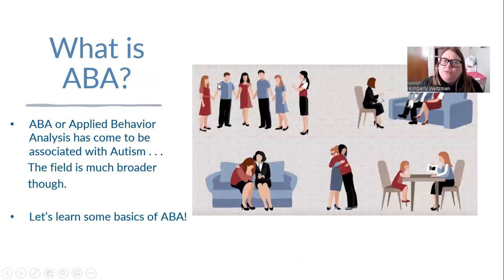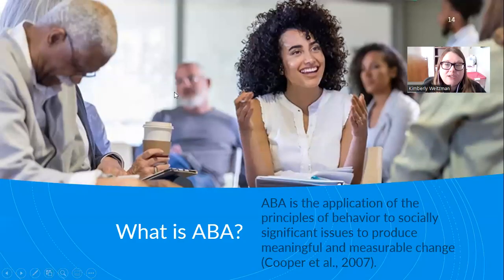So you may have heard of it before. A lot of times it's linked to working with people who have autism, although the field really is much broader and can be used with other diagnoses besides autism. Let's just get some basics under our belt. What is it? The definition that we're going to be basing this presentation off of is defined as the application of principles of behavior to socially significant issues to produce meaningful and measurable change.